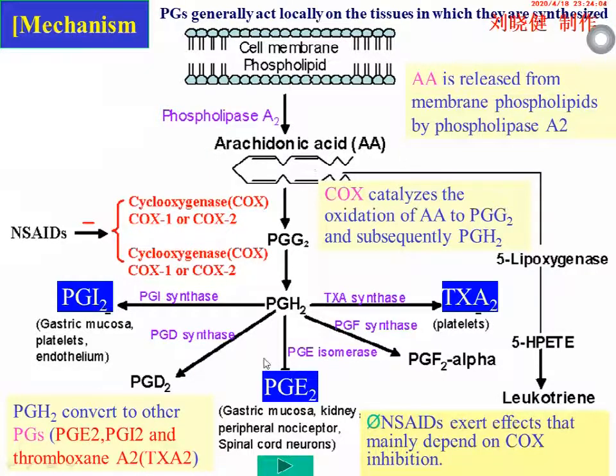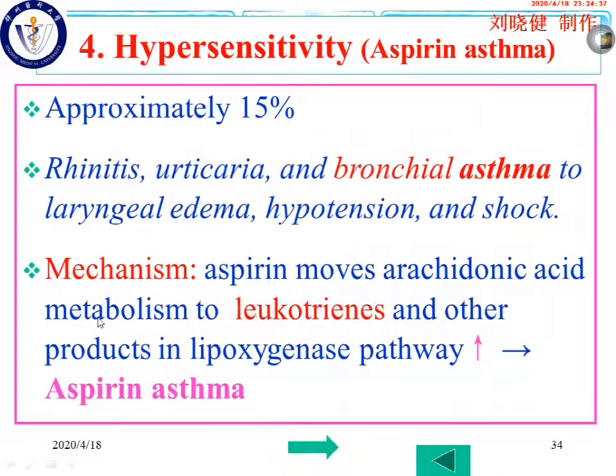Arachidonic acid has two pathways to metabolize. One is to produce prostaglandins. Another way is leukotriene. But when nonsteroidal anti-inflammatory drugs inhibit COX, this pathway is blocked. So more arachidonic acid is metabolized to produce leukotriene. This is a mediator of allergic reactions, so the patients have more incidence of hypersensitivity.